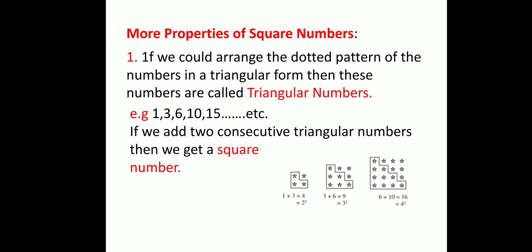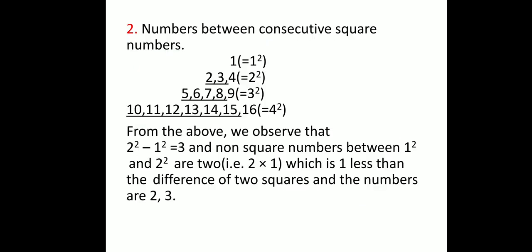Similarly, in the third pattern, if I am arranging 6 and 10 in the form of a square, I will be getting a square number, that is 16, which is equal to 4 square. So, if I could arrange the dotted pattern of the numbers in a triangular form, then those numbers are called triangular numbers. And if I am adding two consecutive triangular numbers, then we get a square number.